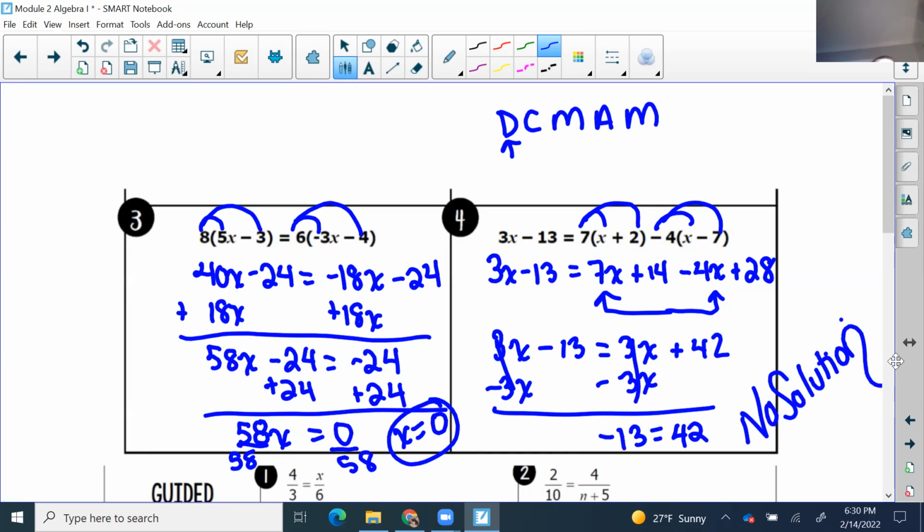Okay, so you are going to need to be on the lookout for questions like that. So when the variable goes away and you get a number is equal to a number, when the numbers are the same, there's infinite solutions. And when the numbers are different, there is no solution.